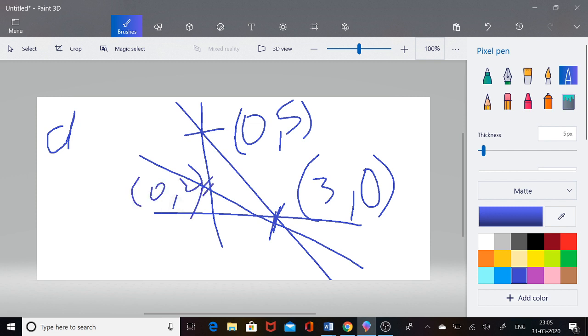The graph is cutting at two junctions like this. Your feasible region is this one. This junction is enclosed between the line 2x plus 3y equals 6, and it is towards the origin. So the answer is D.